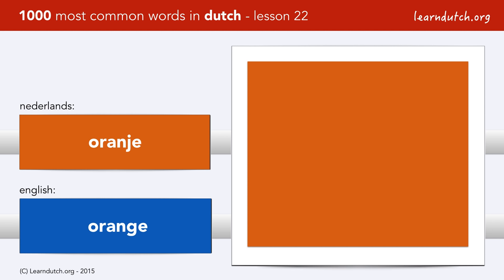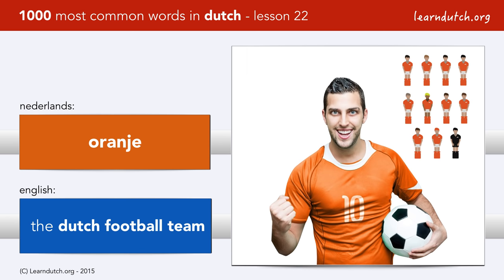Oranje. Oranje means the color orange. But when we talk about oranje, it can also refer to our national football team.